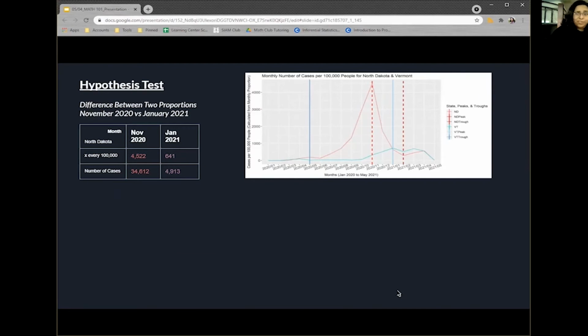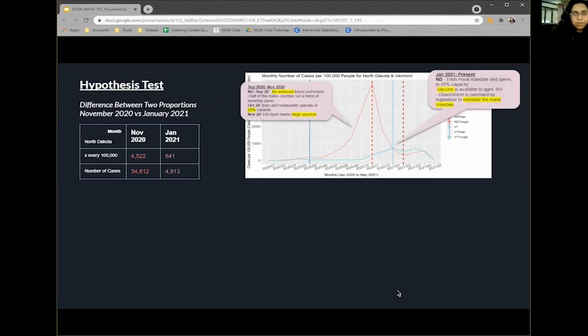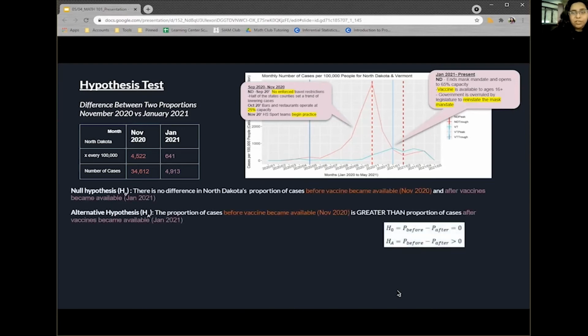We set up a hypothesis test comparing the difference of two proportions for North Dakota's number of cases in November and January. We did this because during November, North Dakota lifted the restrictions, and during January, vaccinations were available and the mask mandate was reinstated by the government. We set up this test to where the null hypothesis states that there isn't a difference between November and January, and the alternative is that there is a significant difference.